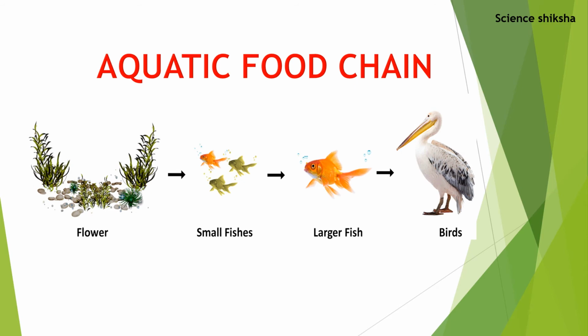Next example is of an aquatic food chain that operates in water. In this food chain, flower is eaten by small fishes, and small fishes are eaten by larger fishes. And at last, larger fishes are eaten by birds. So this is also a four-linked food chain that operates in the aquatic environment.